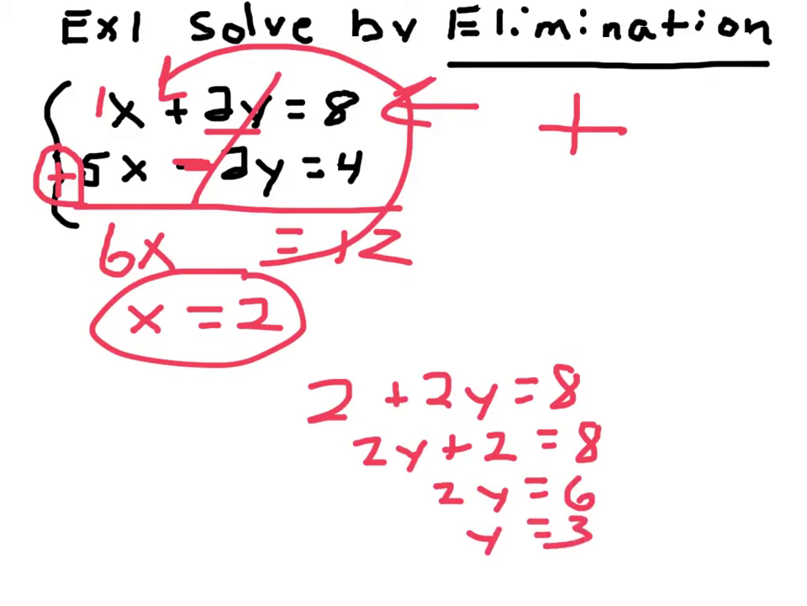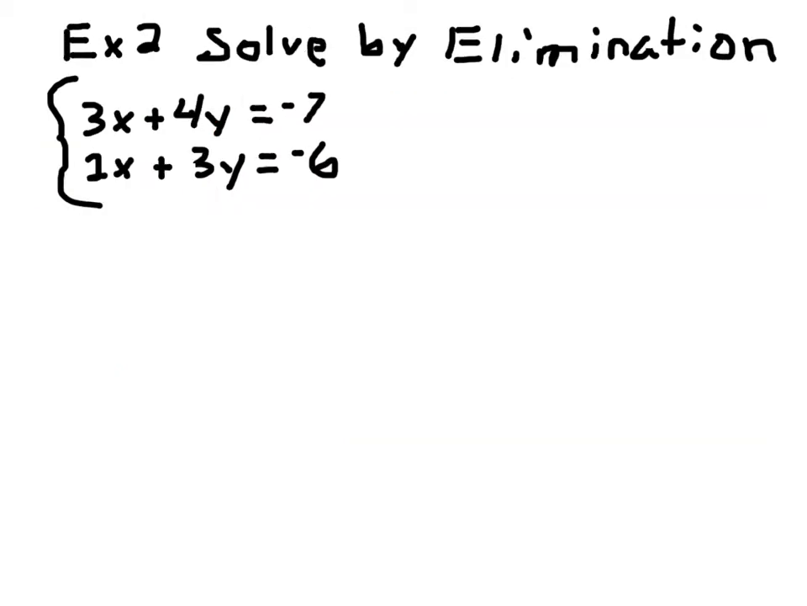So my solution then would be, and I'm going to write it as an ordered pair, (2, 3), with x being 2 and y being 3. Now this example was pretty straightforward, because all I had to do is add the columns together, and I had a variable that did eliminate. Now let's take a look at example 2.